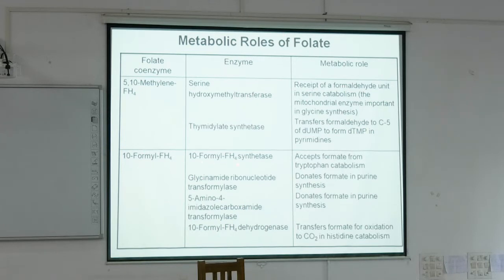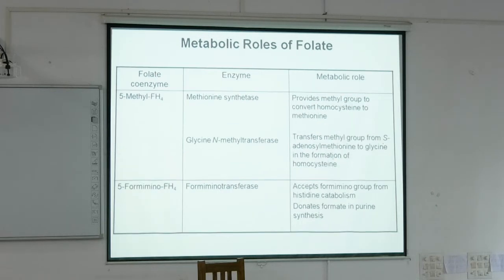N10 formyl tetrahydrofolic acid is used by formyl transferase, glycinamide ribonucleotide transformylase, in the de novo synthesis of nucleotides, the purine biosynthesis pathway. Okay, so all this. Next, N5-methyl tetrahydrofolic acid. One of the enzymes is methionine synthase, another is, what is this? Glycine S-methyl transferase.